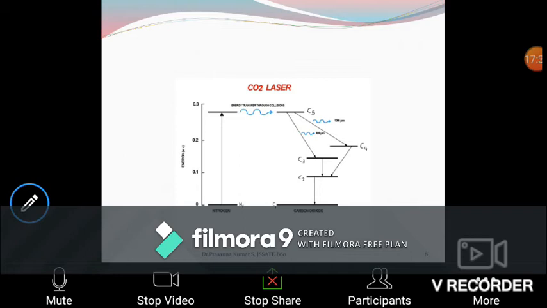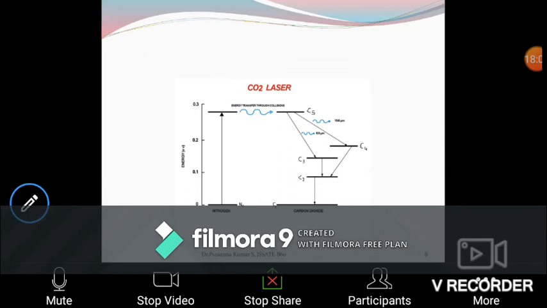Since C5 is a metastable state, a large number of atoms will be sitting at C5. When compared to the lower levels C4 and C3, the number of atoms at C5 becomes large. You know that this is the situation of population inversion. So in order to get a laser, as you already learned, there should be a metastable state. When there is a metastable state, that helps to build up the population inversion. Now the population inversion has been created between C5 and C3, and C5 and C4.